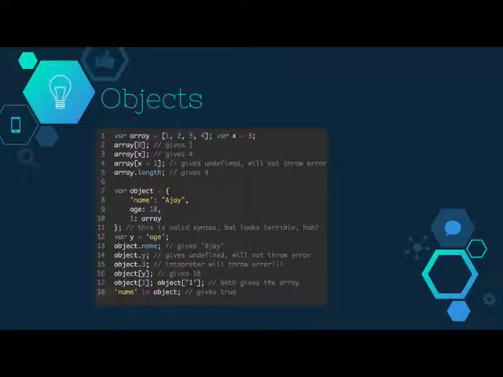And then we'll talk a little about objects. An array is also an object, and you can access the elements of the array using square brackets, which is pretty similar to all the other programming languages.